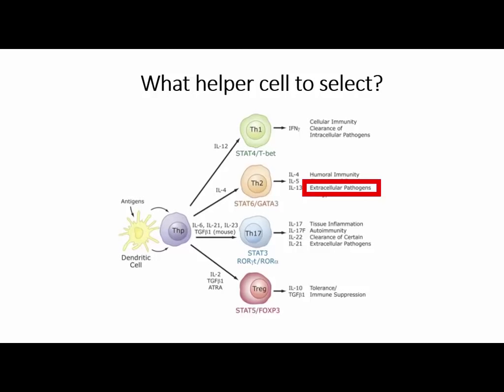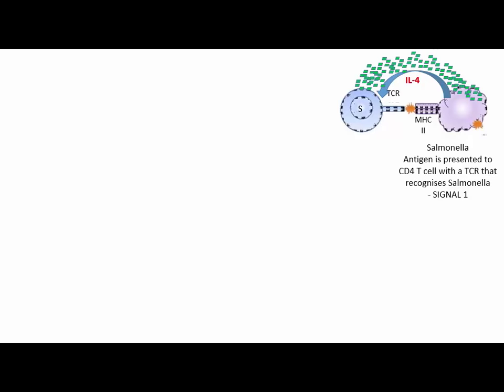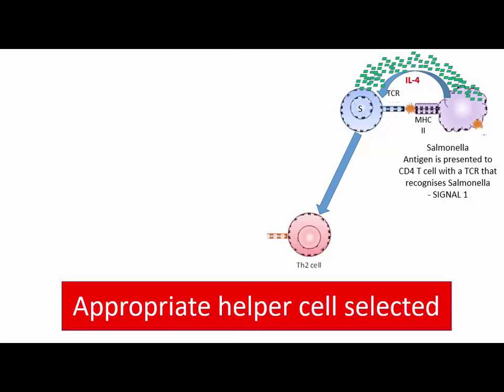Now at this point, as before, the dendritic cell will release cytokines to instruct the naive CD4 T cell to differentiate into either Th1, 2, 17 or Treg. Because this is a bacterial infection, the dendritic cell will release cytokines that will tell the naive CD4 T cell to differentiate into a Th2 cell. And at that point, it will release IL-4, which will instruct the naive CD4 T cell to differentiate into a Th2 cell. Now we have the appropriate helper cells selected.